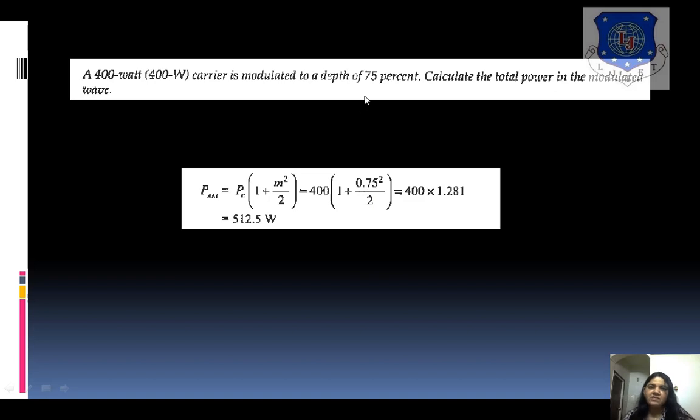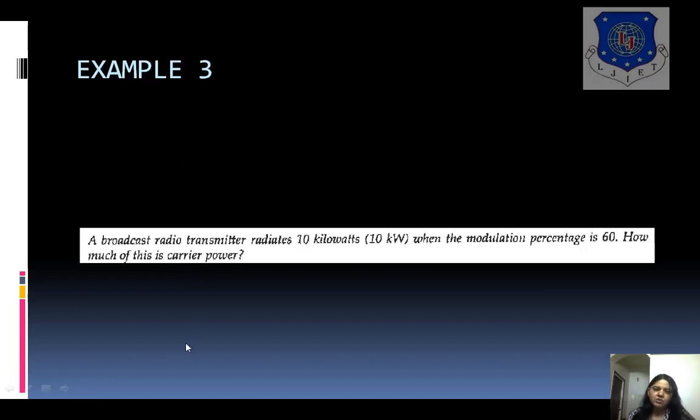M is what? 75%. So what is the value of the small m? It is 0.75. So 0.75 squared divided by 2, and this equals 400 into 1.281, which is 512.5 watt. So this kind of example can be asked in the exam also.